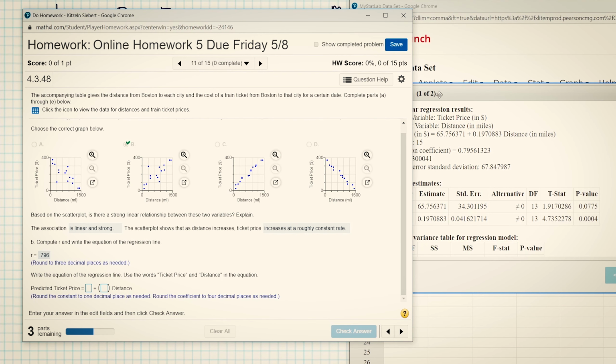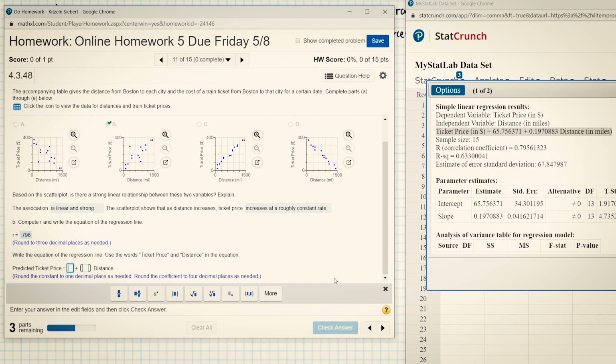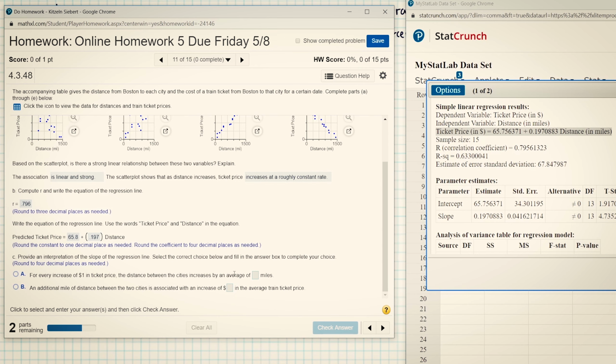Round to 1 decimal place. The predicted ticket price is 65. Round to 1 decimal place. That doesn't make sense, this is an amount of money, but whatever. Round the coefficient to 4. Round the constant to 1 decimal place. Round the coefficient to 4 decimal places. Cut me some slack, buddy. All right, so this should be 0.1970.